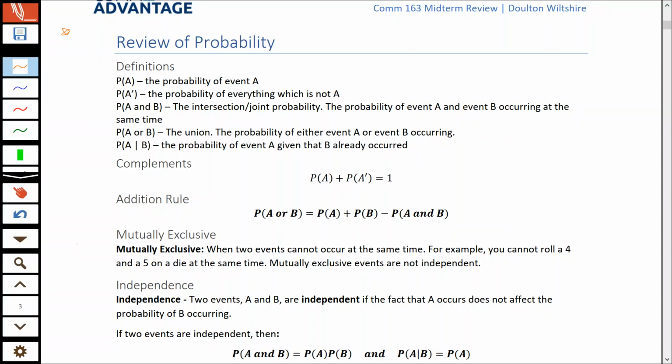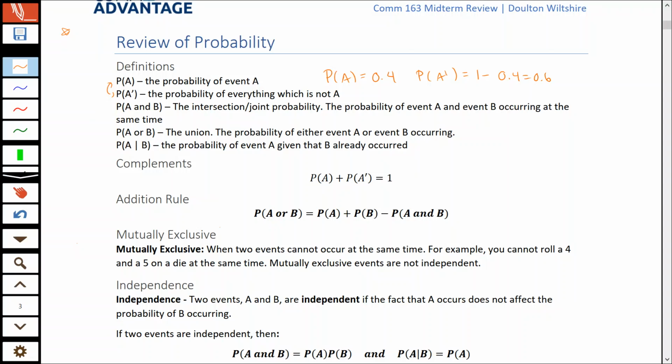Okay, so our probability rules, a lot of these we learned last year in Comm 162, but we want to just be reminded of a few things. So when we look at the probability of event A, we want to recognize that the probability of not A is the complement. So it's just everything that isn't A. So if I know that the probability of A is 0.4, then I know the probability of not A is going to be 1 minus 0.4 or 0.6 there.